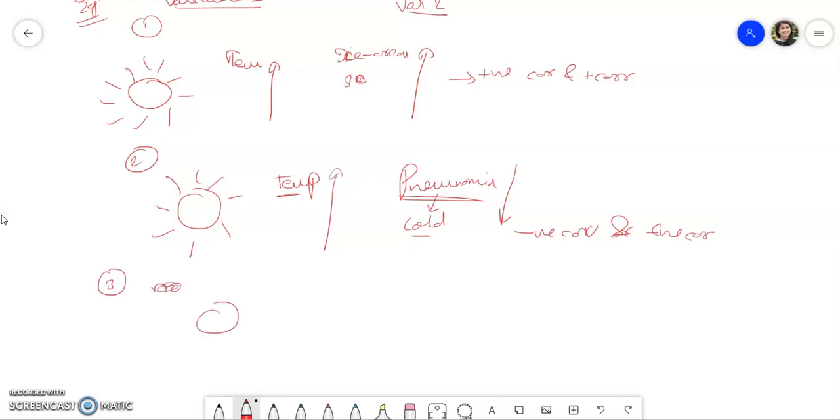Then we have the third case, no covariance and no correlation. So the temperature is hot outside, and I'll compare it with the price of the stock market. As you can see, these two are very unrelated scenarios, right? The price of the stock market will not depend on the temperature. So there's no correlation and no covariance.